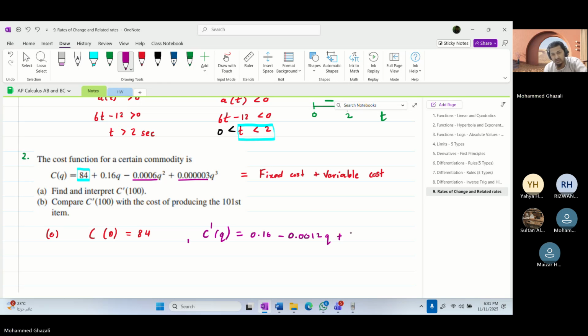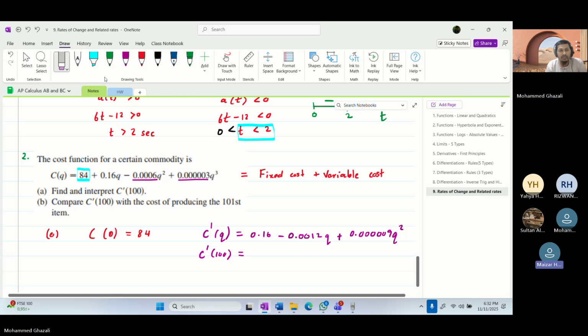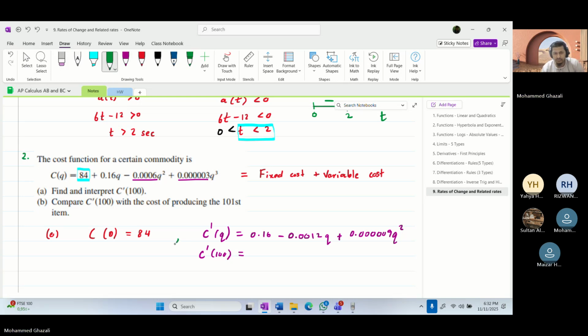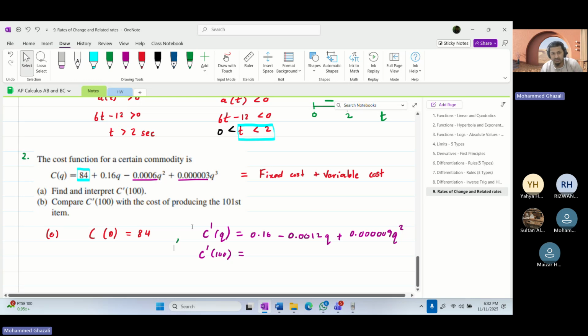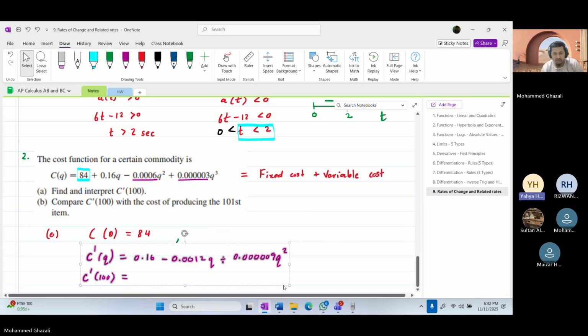Plus 0.00000009 Q squared. I'm going to put 100 inside. What does that represent? Substitute in 100. Please put it in the calculator and tell me what that value is. It's 0.13. 0.13 cents, right.